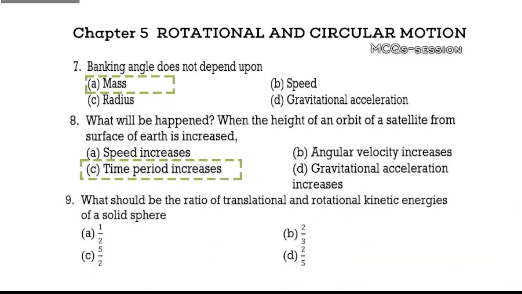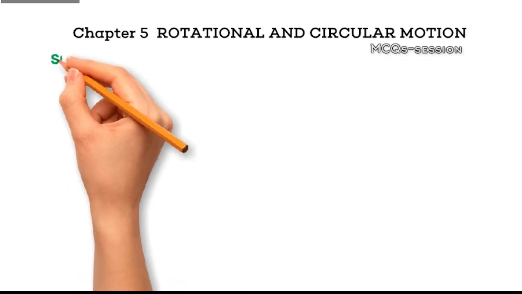Question 9. What should be the ratio of translational and rotational kinetic energies of a solid sphere? A. 1/2, B. 2/3, C. 5:2, D. 2:5. Pause and think. The answer is C. 5:2.